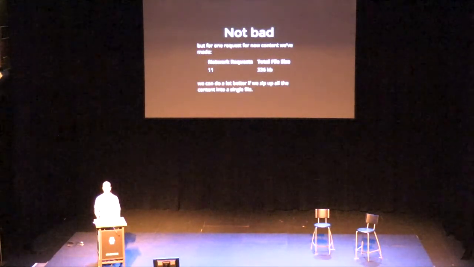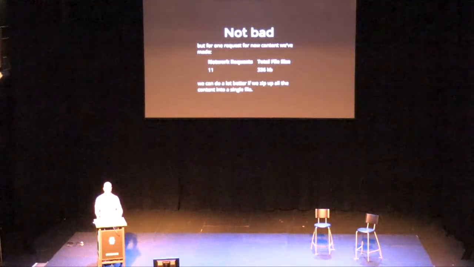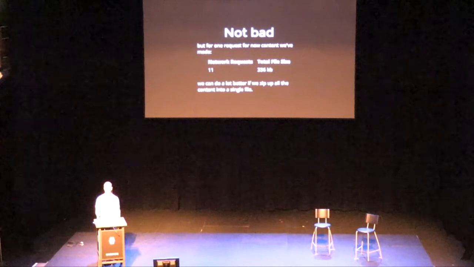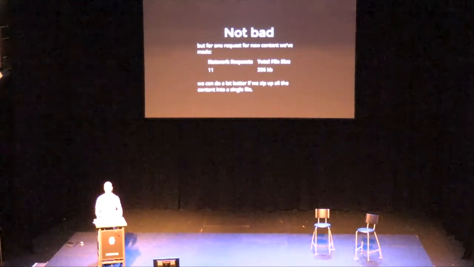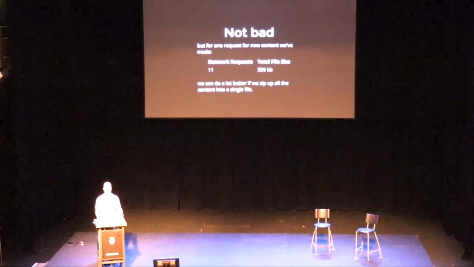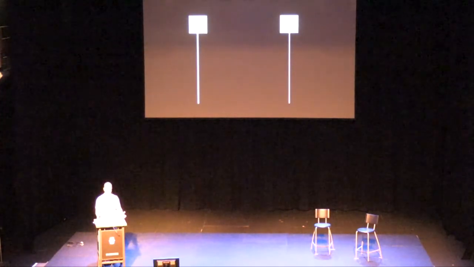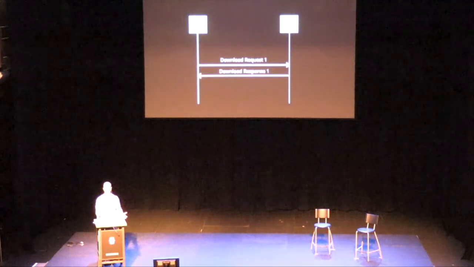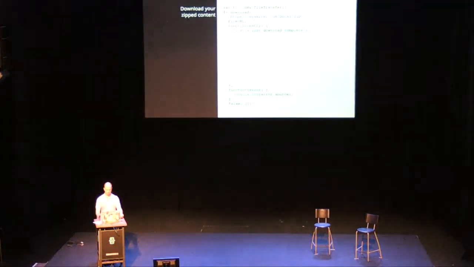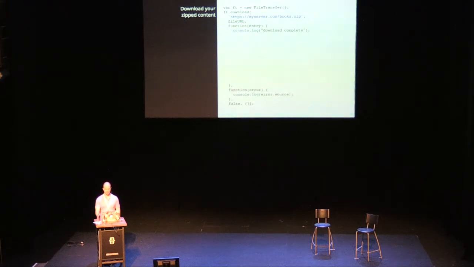So we can do a lot better if we zip up all of the content into a single file. Unfortunately, when you're working with some third-party services, you may not have the ability to do this, but if you're running your own application server, this is a recommended way of going about it. In that case, we just make our download request, the download response comes back, and we've got everything we need. So we open up a file transfer to our books.zip. This could be an actual file, or it could be some route that provides you zip information. Once we have everything downloaded, we call the zip plugin, and we unzip it to wherever we need our content to be stored locally.